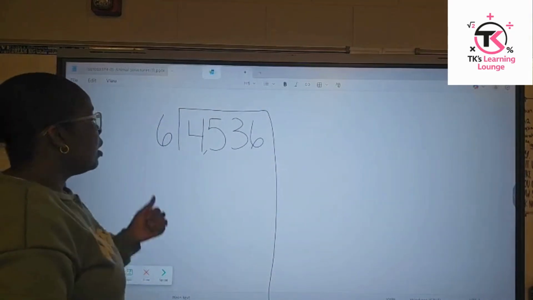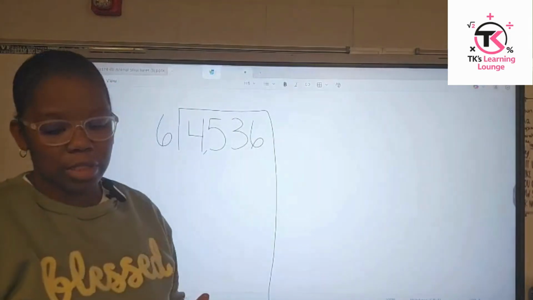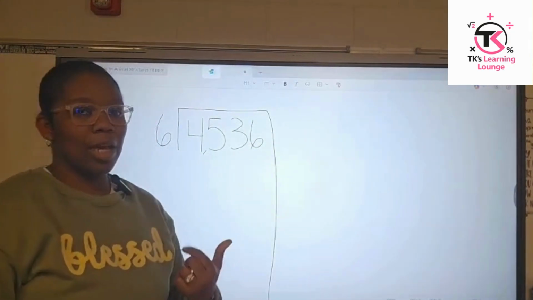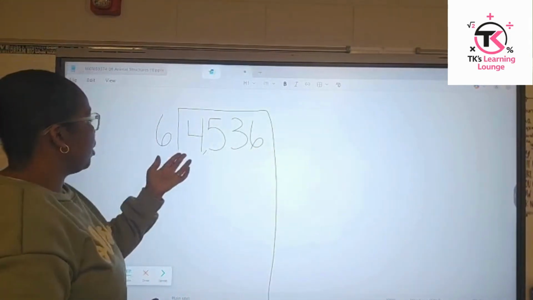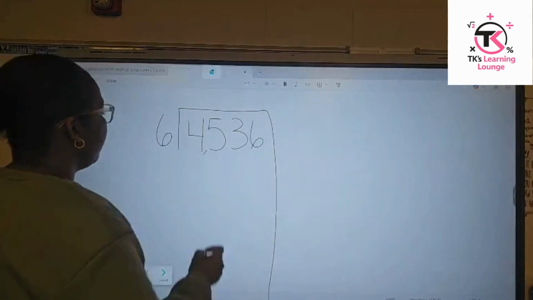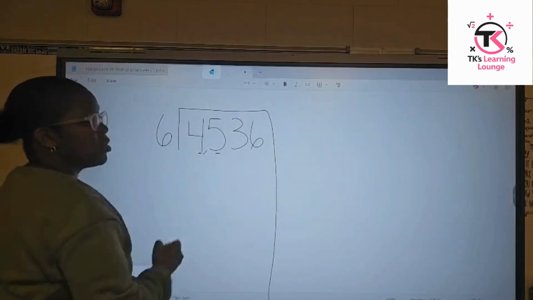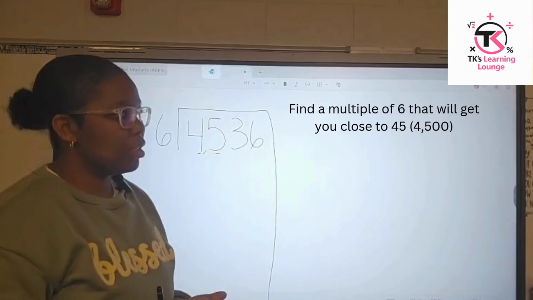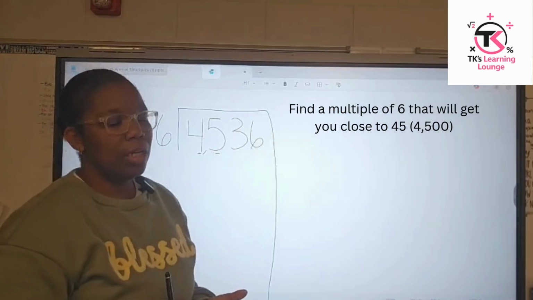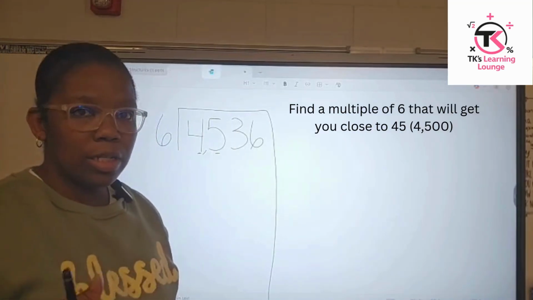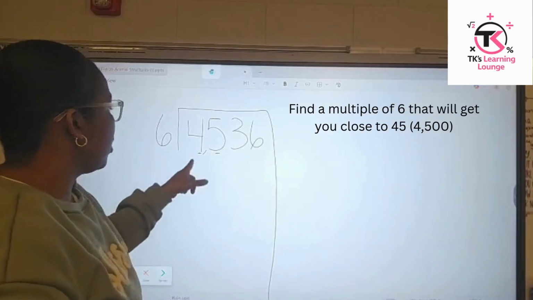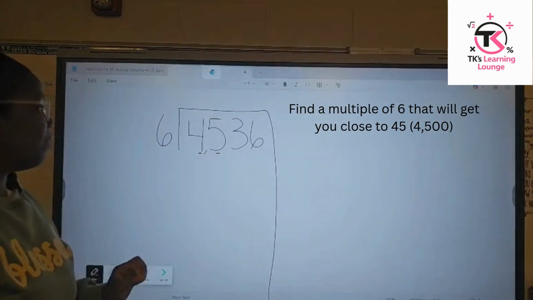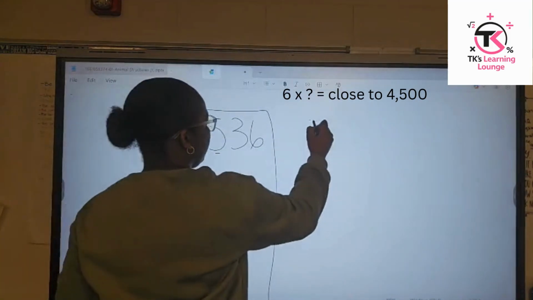So for example, if I know my multiples of 6, I know that 6 times 7 is going to get me close to at least 45. I want to try to focus on these two numbers to start. It just makes it easier. So I'm going through my multiples of 6: 6, 12, 18, 24, 30, 36, 42. And I know that if I go any further, it's going to take me past 45. So I'm going to start with 7.